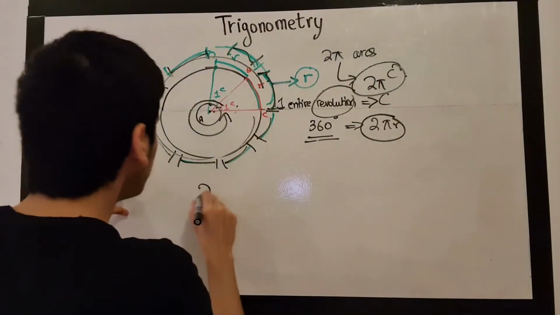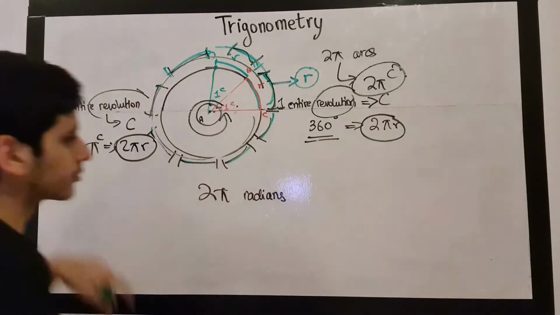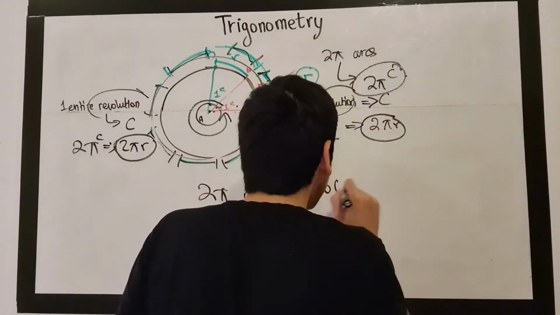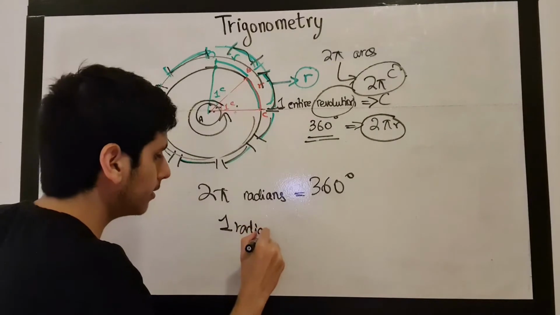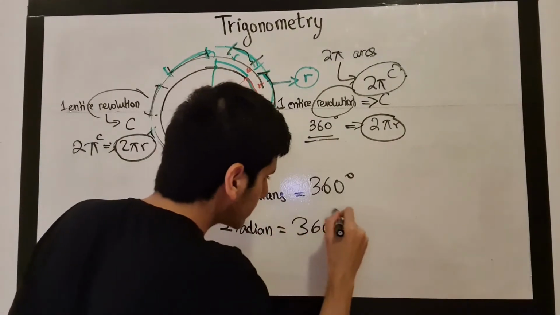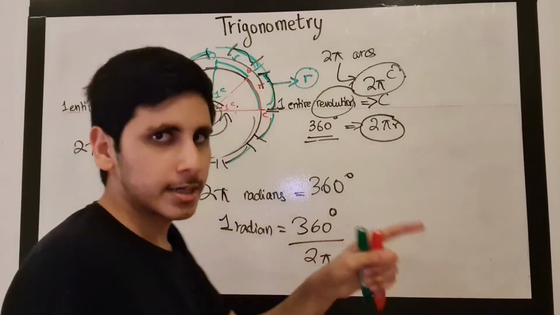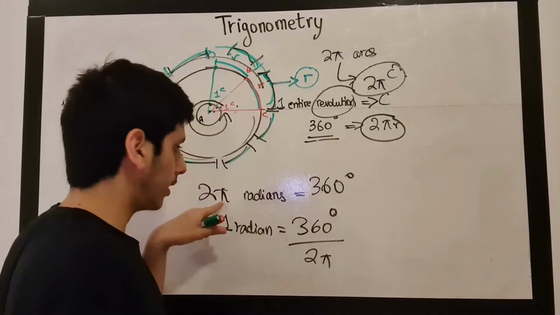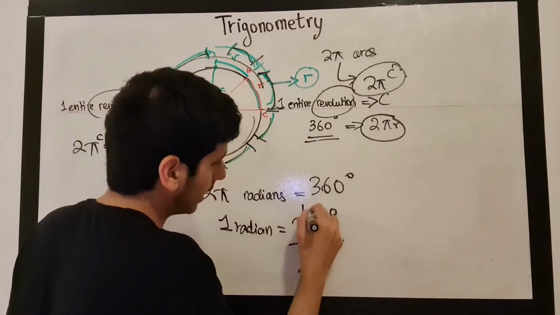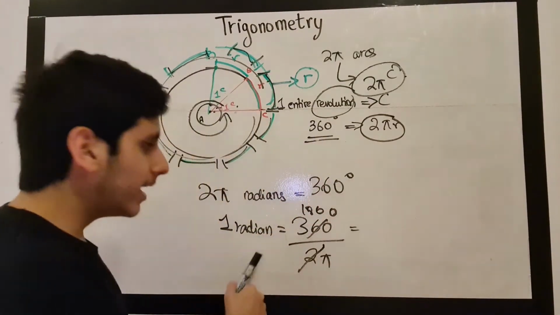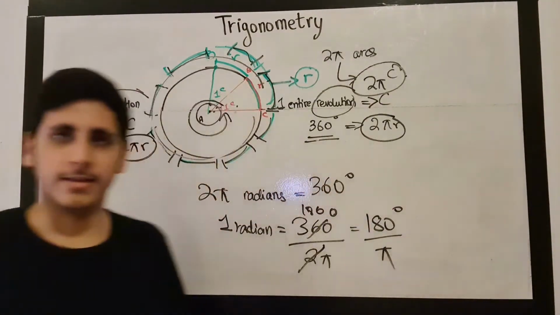So now I know 2 pi radians, or we can also use the superscript C, equals 360 degrees. So what would 1 radian equal? 1 radian would equal 360 degrees upon 2 pi, because if you multiply the left hand side and the right hand side by 1 over 2 pi, you get 360 upon 2 pi. Let's simplify this. So 1 radian equals 180 degrees over pi.